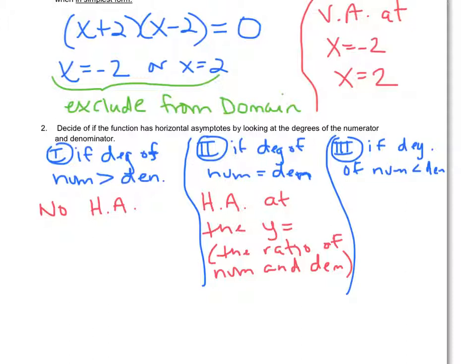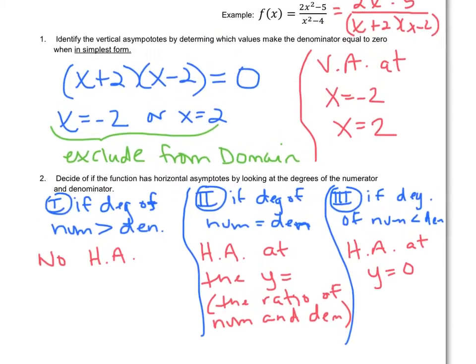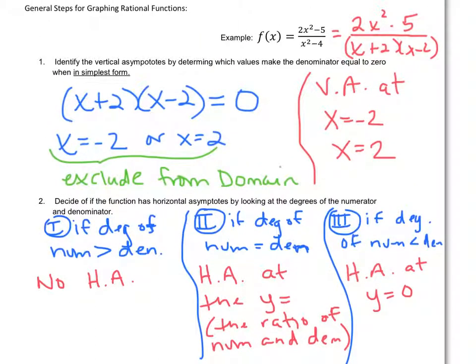So that means the top degree is a smaller degree than the denominator, and then you would have a horizontal asymptote at y equals 0. Okay, so in our case, back up at the top here, they're both second degree.